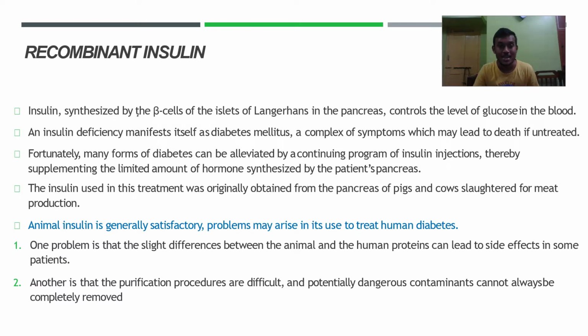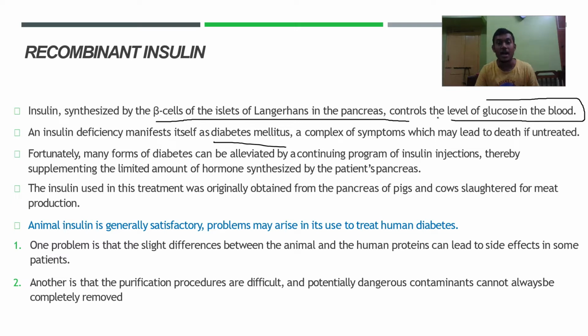Insulin, which is synthesized by the beta cells of the islets of Langerhans in the pancreas, controls the levels of glucose in the blood. An insulin deficiency manifests itself as diabetes mellitus, a complex of symptoms which may lead to death if untreated. Insulin deficiency is observed in diabetic patients. So we need to sort this problem, right? People who are diabetic are generally given insulin.